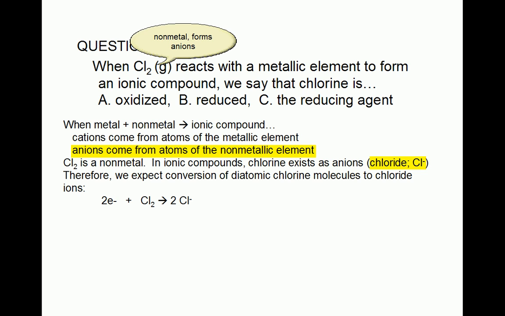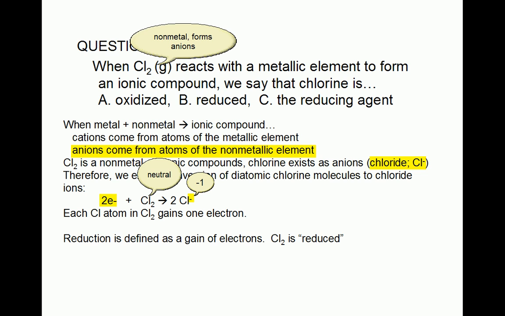molecules into chloride ions. Since a chlorine molecule is electrically neutral, and the two chloride ions each have the charge of -1, we can say that each chlorine atom in the diatomic chlorine molecule essentially gained 1 electron, or we say that 2 electrons are gained by the atoms of the chlorine molecule. Reduction is defined as the gain of electrons. Therefore, we say that chlorine is reduced, not oxidized. The correct answer is choice B.